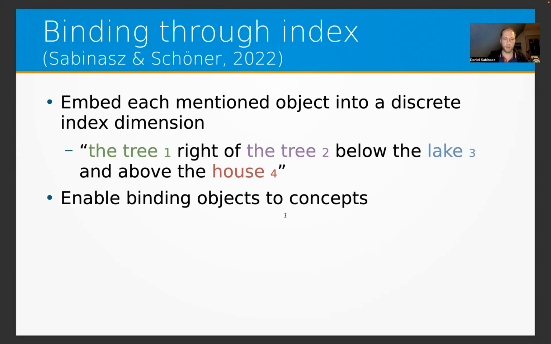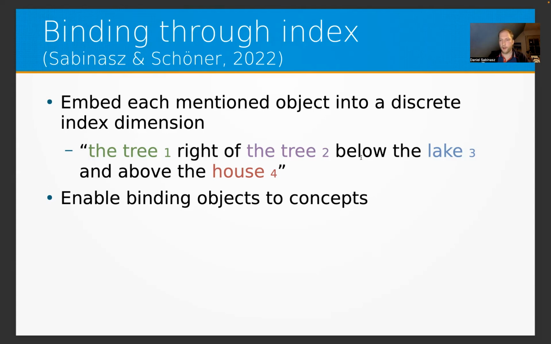So we have this example phrase here, the tree, right of the tree, below the lake and above the house. This is a super complicated example that I came up with because it demonstrates the problem of 2 and the massiveness of the binding problem at the same time, because there are two trees, and this tree here stands in two different relationships. It is both below the lake and above the house. So it is the target object of two different relationships, and it is simultaneously the reference object of this relationship here. So the assumption is that we assign a unique index for every mentioned object, which uniquely identifies that particular object.